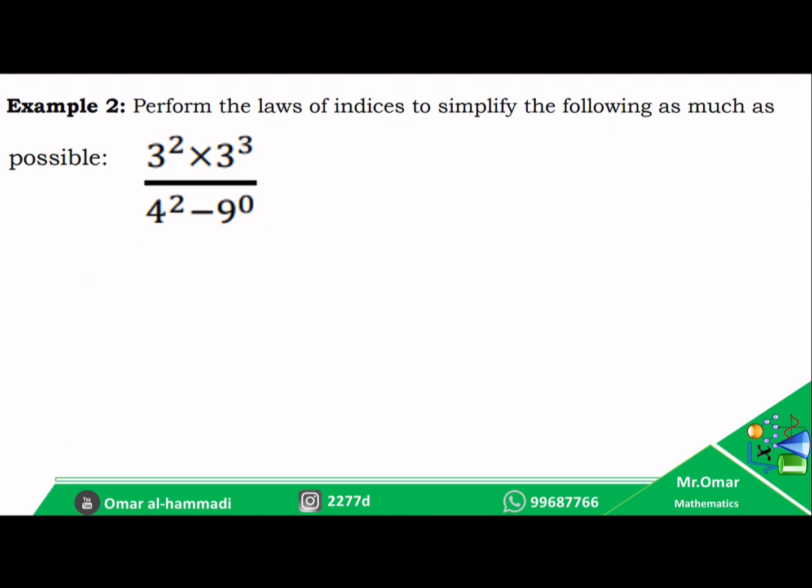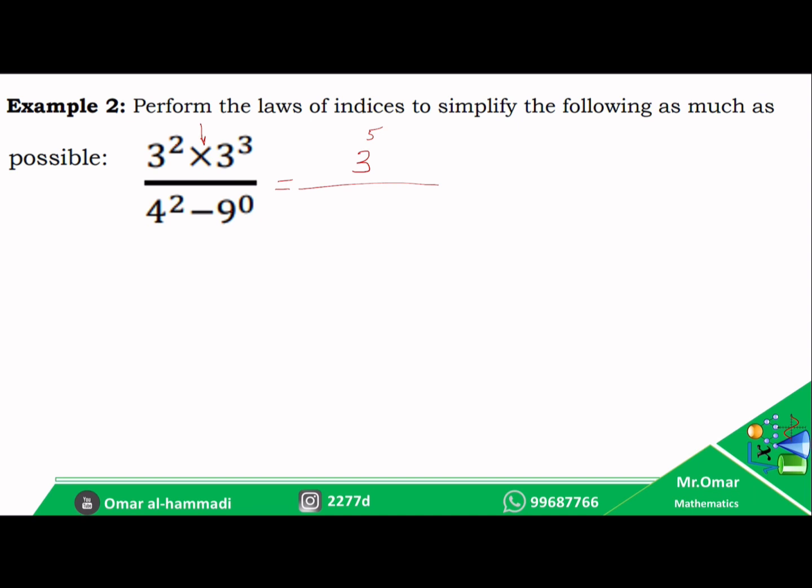For example, we have here another example. 3 to the power 2 multiplied by 3 to the power 3, divided by 4 to the power 2 minus 9 to the power 0. First of all, we have to start from the numerator and then the denominator. In the numerator, what do we have? A multiplication. The multiplication in the numerator. So 3 and 3, the same base, so we write 3. In the multiplication we add the powers. 2 plus 3 is 5.